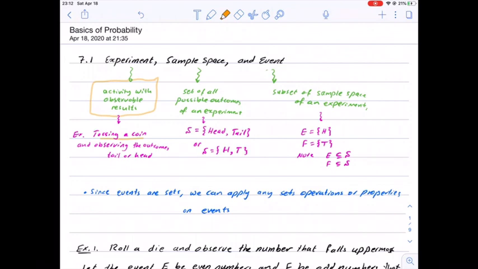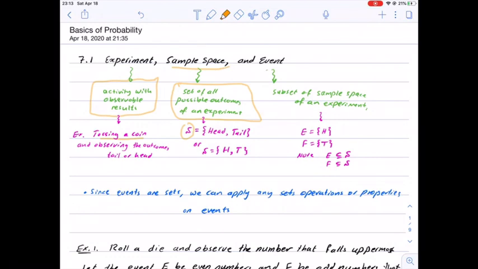So if we toss a coin, that's an experiment because the outcomes are observable. We only have two outcomes, either head or tail. So we can determine all possible outcomes. So in this case, we call this experiment. Now, if we are interested in finding all possible outcomes, we call that set that consists of all possible outcomes of an experiment, we call it sample space, and we denote it as S.